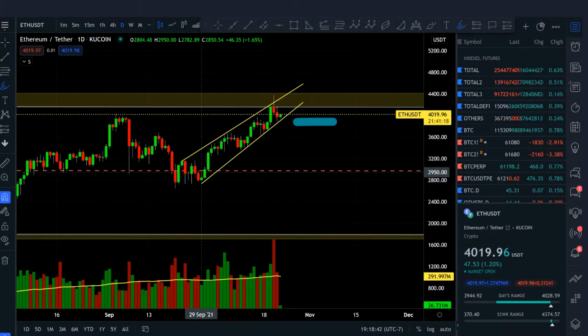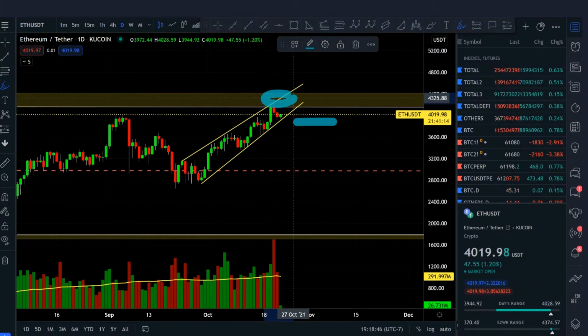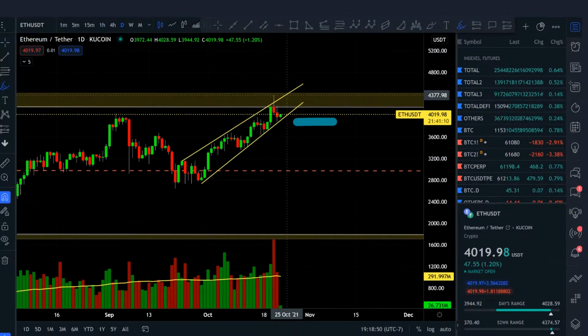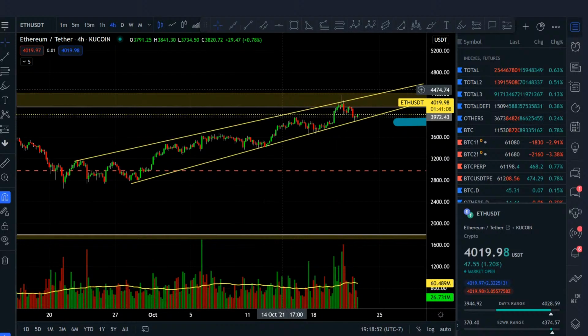For now, at this moment in time, there's not much of a problem, but the fact that we rejected here is giving me a yellow light warning sign.